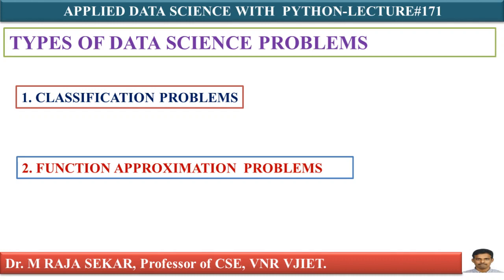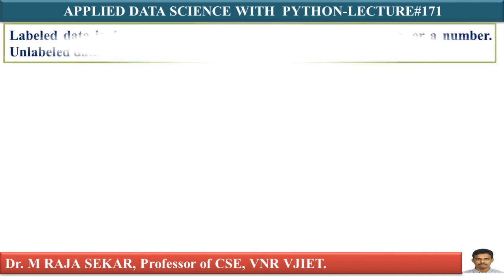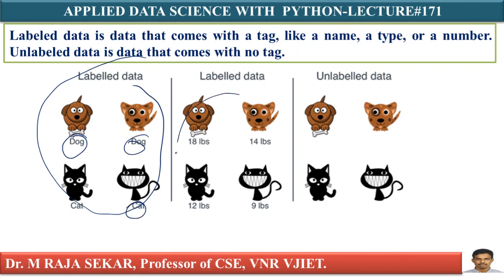So let's look at what classification problems relate to. These are problems where you have data which are in general labeled. I will explain what labeled means. Just observe this particular slide. This one is related to labeled data. Labeled data means data with some tag. Dog is a tag for this particular picture. Cat is a tag. This is also labeled data.